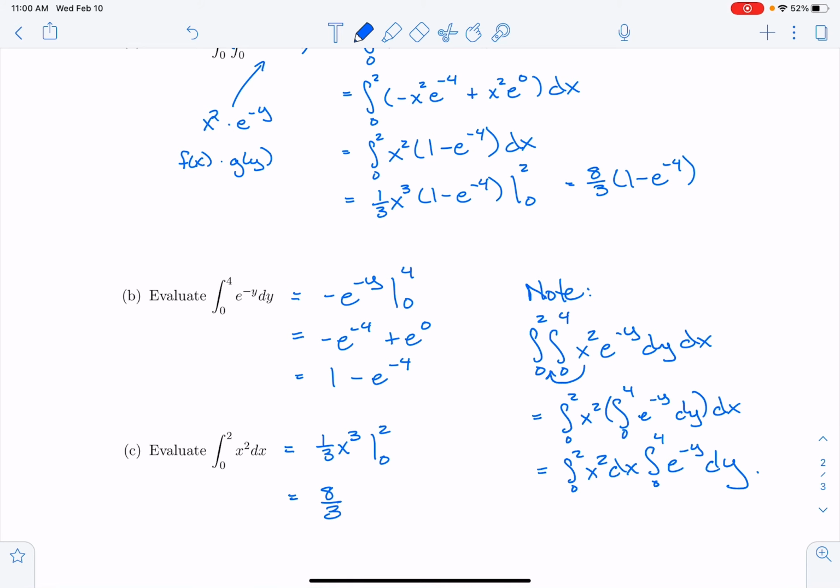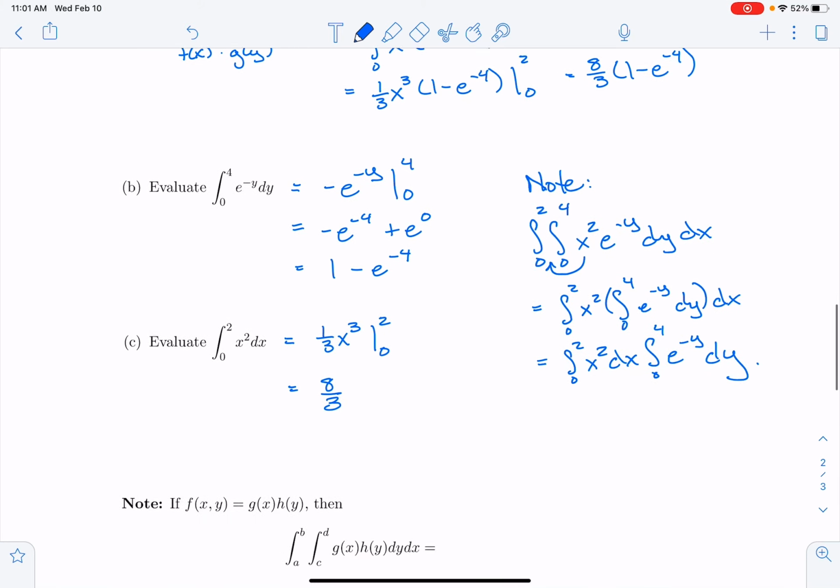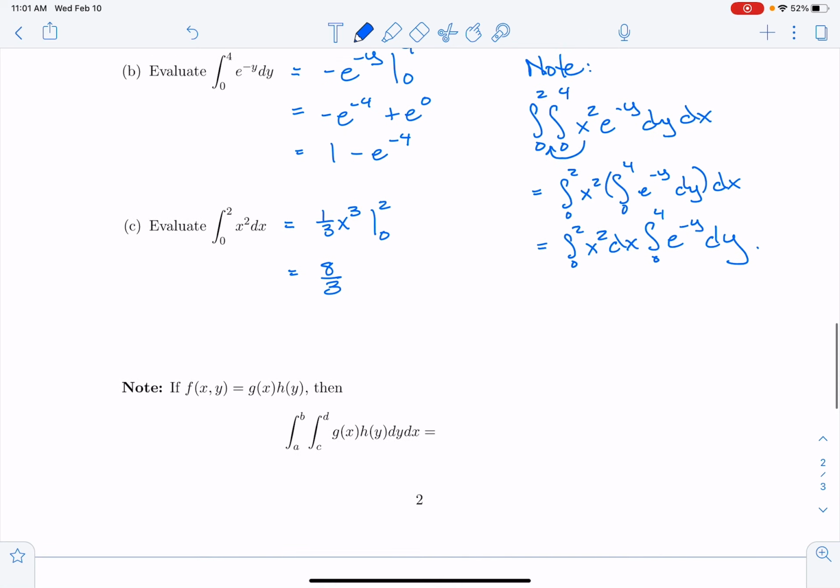Okay, so this is another theorem that I essentially have demonstrated for you with the example. And that's if f of xy is a function of x times a function of y, then we can look at the integral from a to b and c to d of g of x h of y dy dx as really just the integral from a to b of g of x dx times the integral from c to d of h of y dy. And that is a very helpful fact to use when evaluating these double integrals.